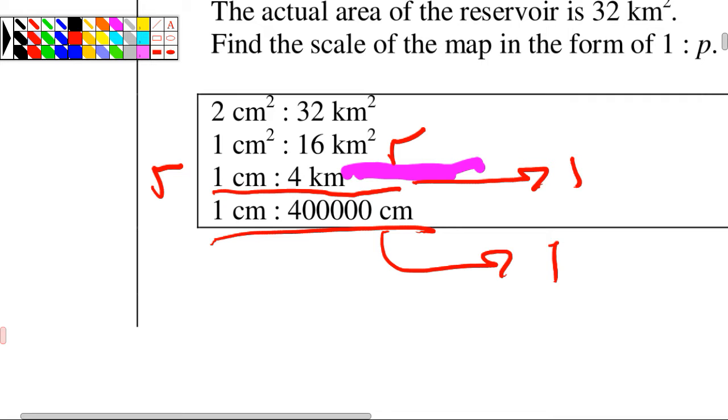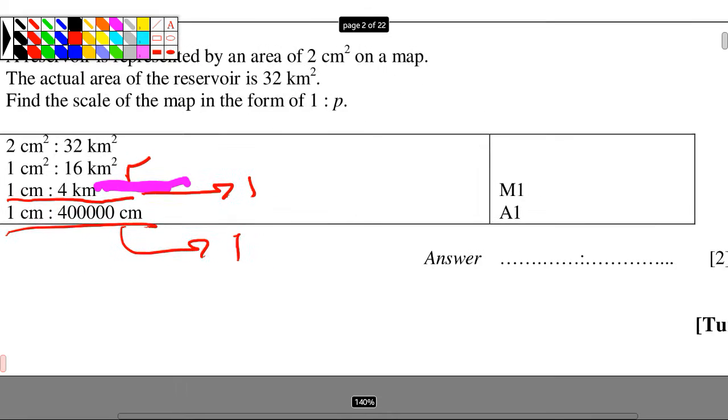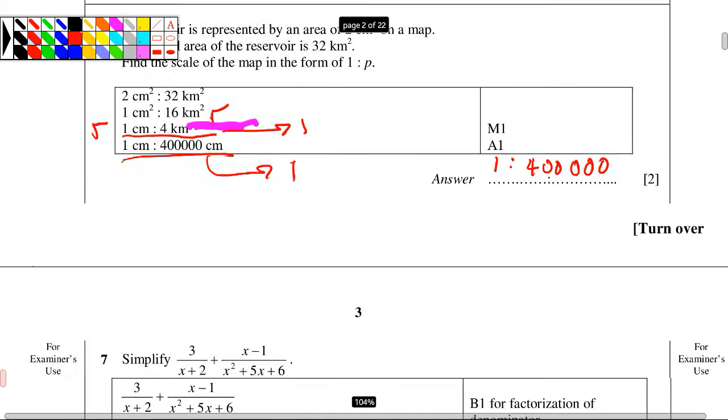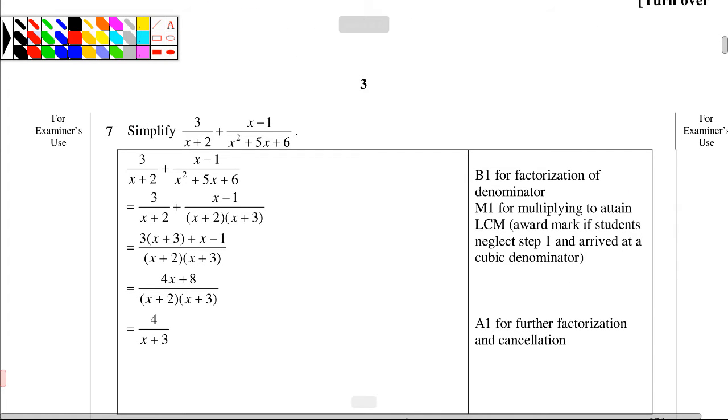The M1 is here. This is my M1. 1 cm to 4 km, 1 month. M1. Then 1 cm to 40,000. A1. Question: my final answer, do I put with cm or without cm? Without. So your final answer is 1,400,000. Oh, the dollar is given already. Yeah, whatever.